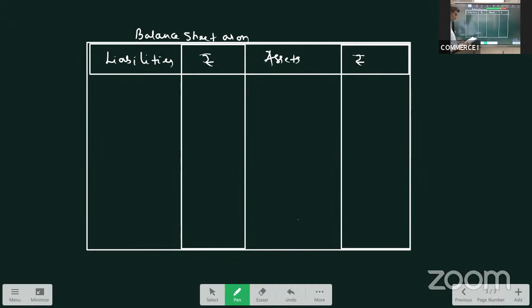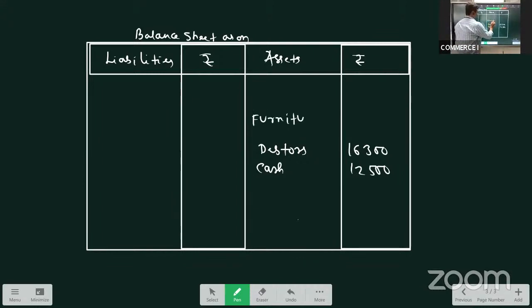What were the items we left? We'll take all those here. Debtors we had not taken there. Debtors are an asset. Debtor means the amount the customer owes to the firm. The firm has sold goods to A, B, C on credit, and so A, B, C are called debtors to the firm. It is the amount receivable from the customers, that happens to be an asset. Then we have cash. Cash is an asset again, 12,500. Then we have furniture. Furniture is also an asset. It is a fixed asset. It is 10,000.